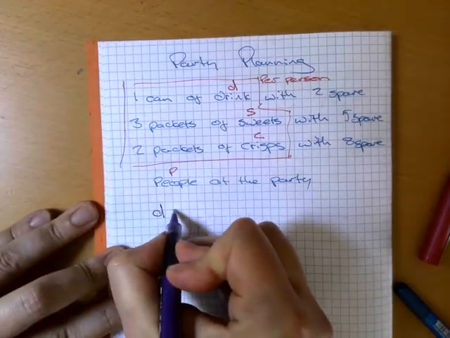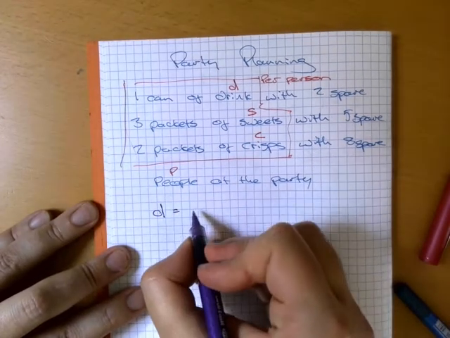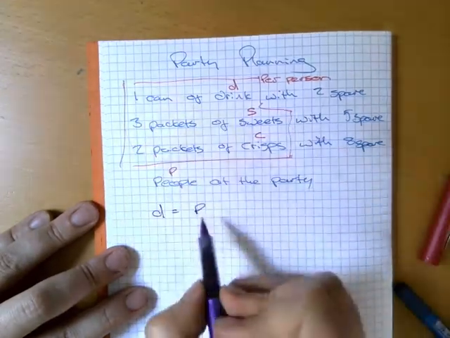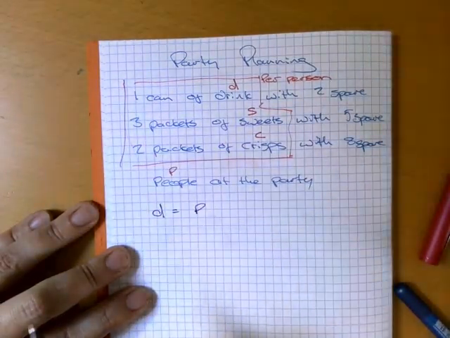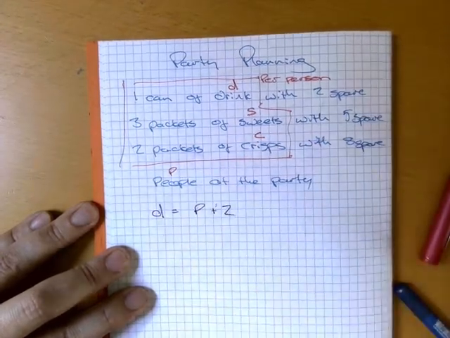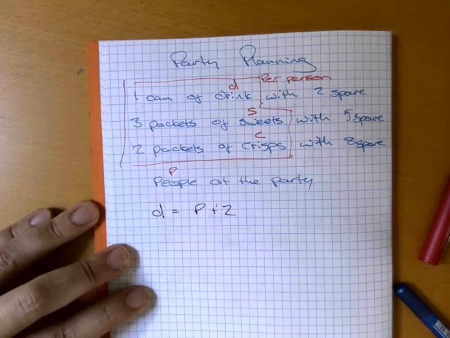The number of drinks I need is equal to the number of people at the party, and each person has 1 can, so it's the number of people at the party because there's 1 can per person, plus the 2 spares. And that is a formula for the number of cans of drink I'll need.